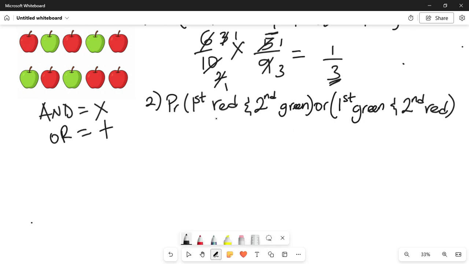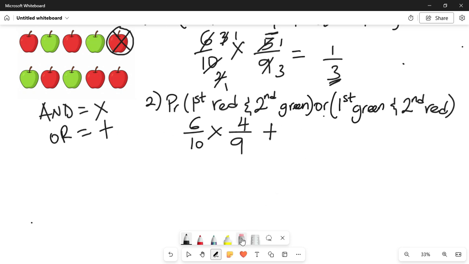So the first is red, that means we still have 6 red apples. That's 6 over 10. Okay, that's the total. And remember we said and is multiplication. Back to our apples, we've picked one at random and we assume we picked red. So this is out. Then the second is green. For green, we still have 4 green apples. 1, 2, 3, 4. So that's 4 over the total. The total is going to give us 9. 1, 2, 3, 4, 5, 6, 7, 8, 9. Or, remember we said or is addition.